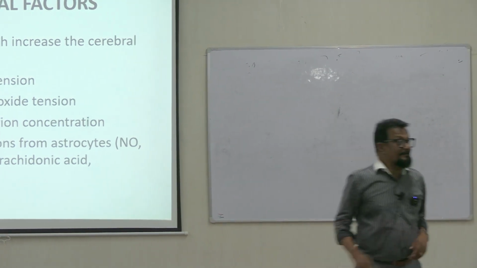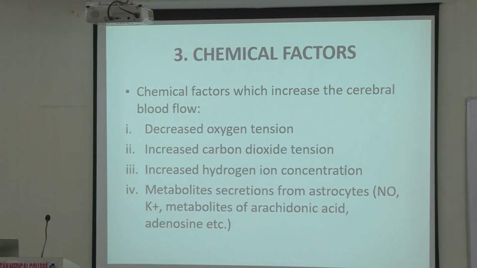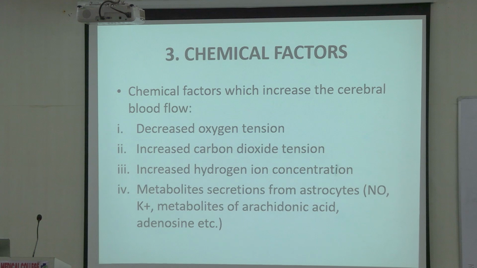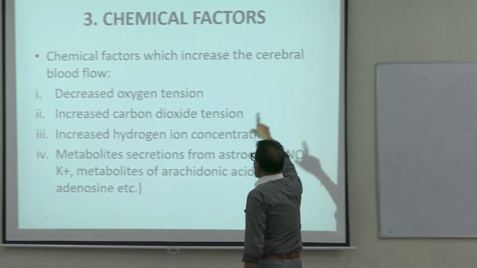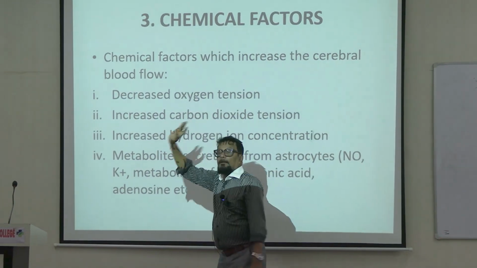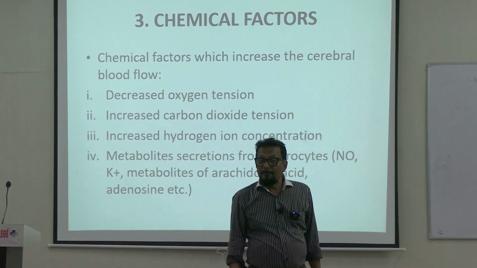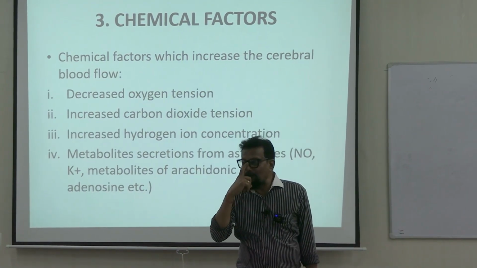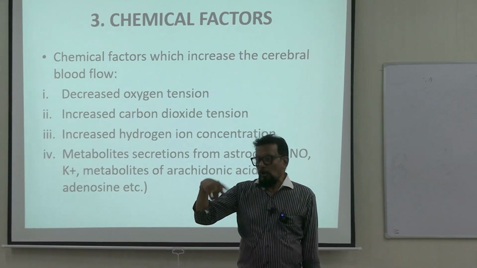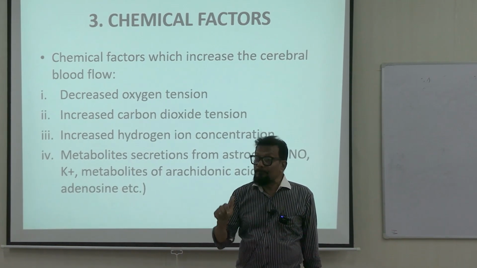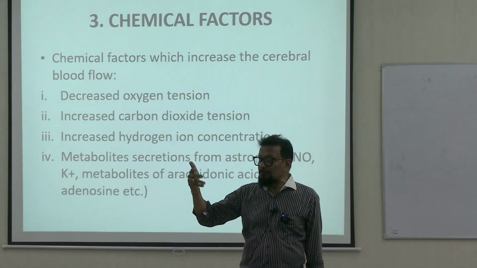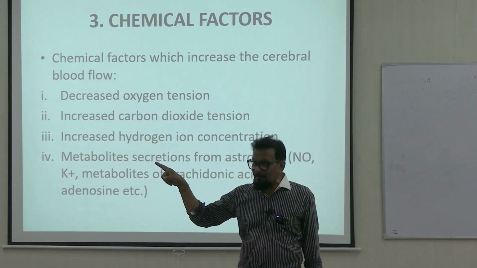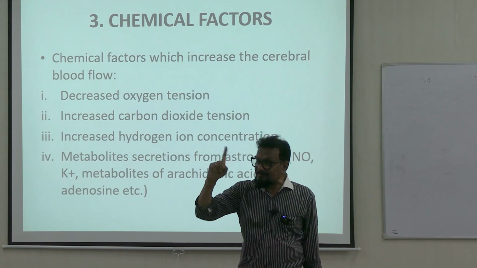Chemical factors are important. One is carbon dioxide, another is hydrogen ion, and low oxygen level. These are the three main factors that chemically control cerebral blood flow. Hydrogen ion, it is formed from what? Lactic acid, or also it may form from carbon dioxide. How? Carbon dioxide plus water gives H2CO3. Now it will be dissociated into hydrogen ion plus bicarbonate. So this way hydrogen ion concentration will increase.